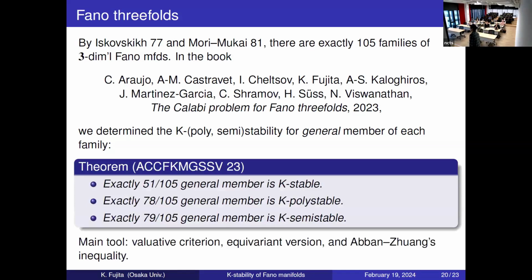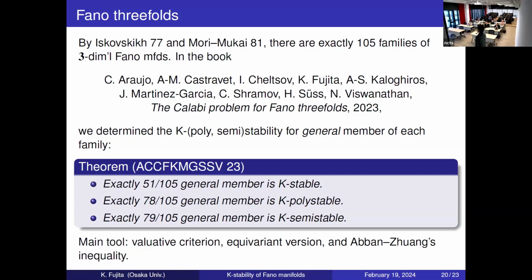That question is actually well defined, and here is the theorem: exactly 78 general members are K-polystable, and the others are not. And similarly for stable and semistable. Actually, the main tool is to estimate the stability threshold by finding good flags and so on. And this is a recent progress related to my research.